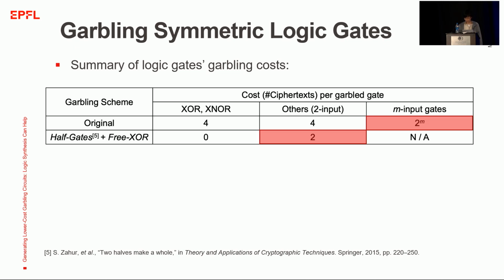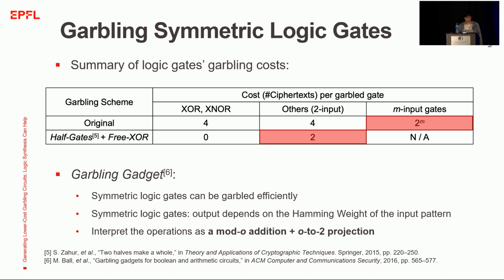But this is not the end of the story. Researchers later proposed a technique called a garbling gadget to efficiently garble symmetric logic gates. Symmetric logic gates refer to those gates whose output depends on the Hamming weight of the input pattern, or say the number of ones in an input pattern. The majority three we have seen before is exactly a three-input symmetric logic gate. Garbling gadget realized this by generalizing free XOR. XOR is a modulo two addition. Similarly, we can interpret the operation of other symmetric logic gates as modulo addition, followed by a projector to return back to the binary domain.